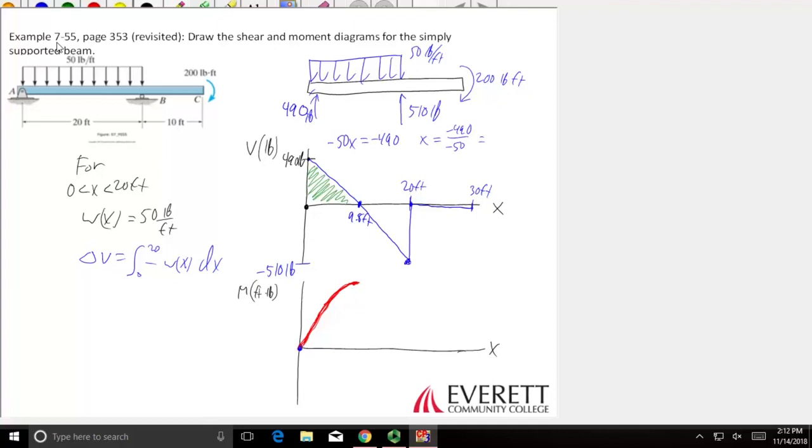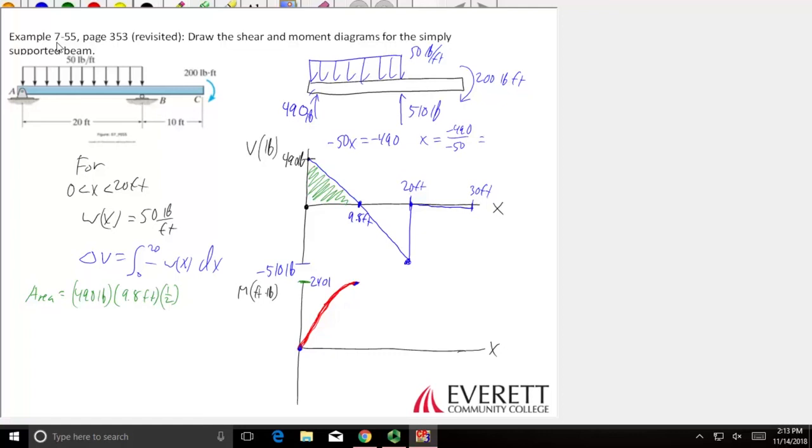So that area is going to be 490 pounds times 9.8 feet times 1/2, because it's a triangle. 2,401. So that's this value right here. 2401 is where it goes to.